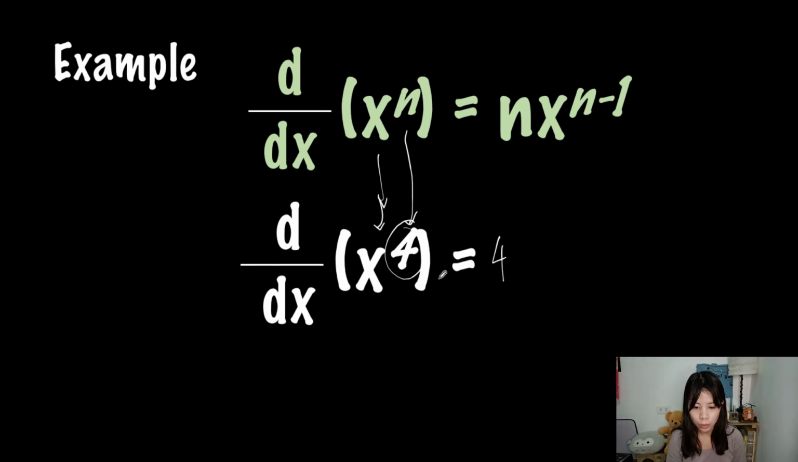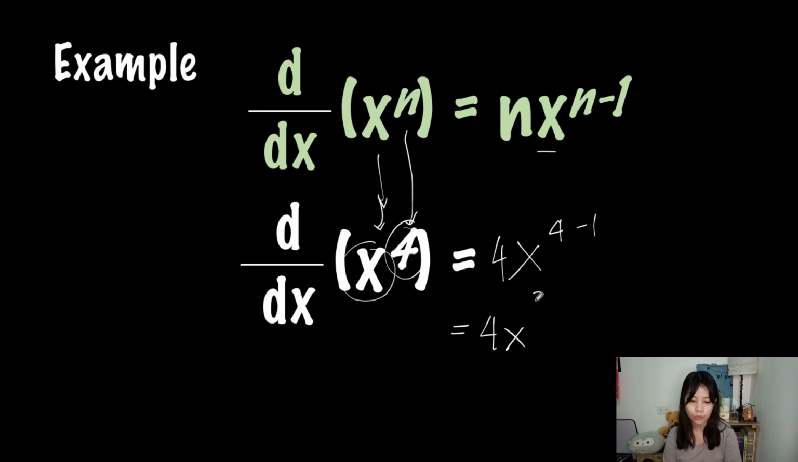Kopyahin mo lang si 4. Tapos, imumultiply mo siya sa base mo, si x. Okay? At yung iyong exponent, which is itong si 4, babawasan mo ng isa. So, the derivative of x raised to 4 with respect to x is equal to 4x raised to 3. So, this is the answer.